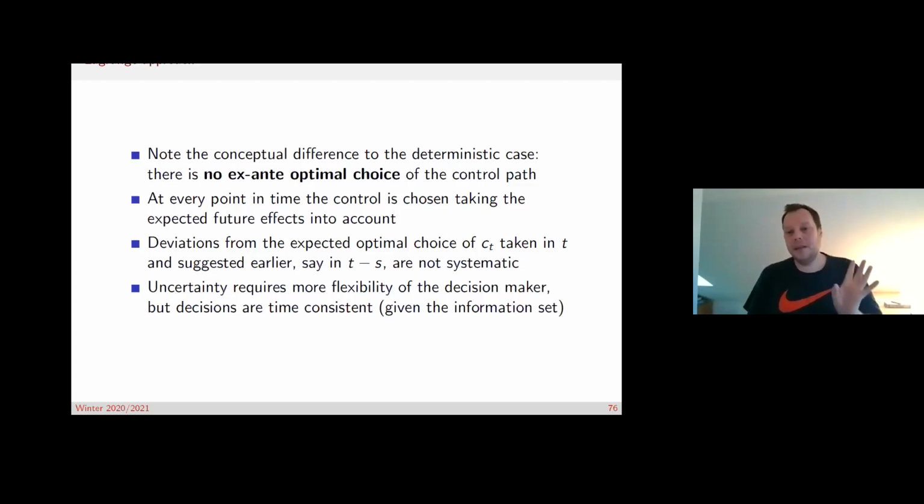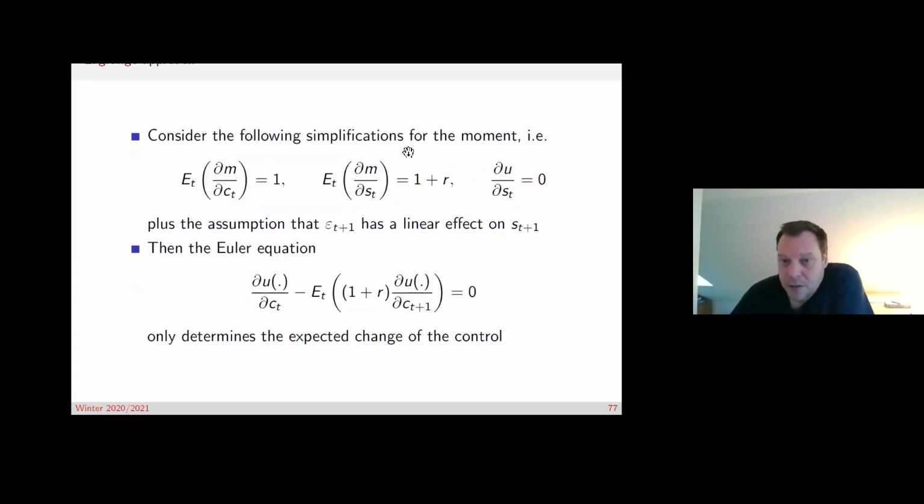So this being said, there's no point in deriving one slope of your control path, because there are basically many control paths, so to say, or many controls depending on the realizations of your random variables. So what you are basically after is an expected slope of your optimal control path. Okay, and this is basically what we want to do. And the simplification that we already had before is that we have a linear impact of the control on the future state.